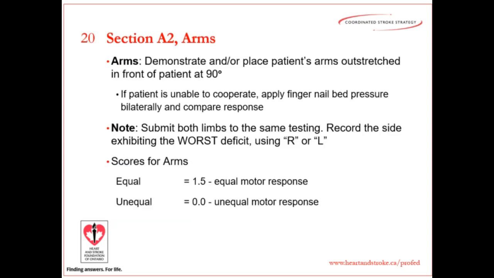For testing the arms for this client, again, you're demonstrating it and seeing if you can get the client to mimic what you're doing. If they're unable to cooperate, you can apply pressure to the fingernail bed, okay, bilaterally, and compare the response that you get. Okay. So again, you need to do it to both limbs. You need to note the deficit in right versus left, okay? And if it's equal motor response, it would be 1.5 versus unequal would be 0.